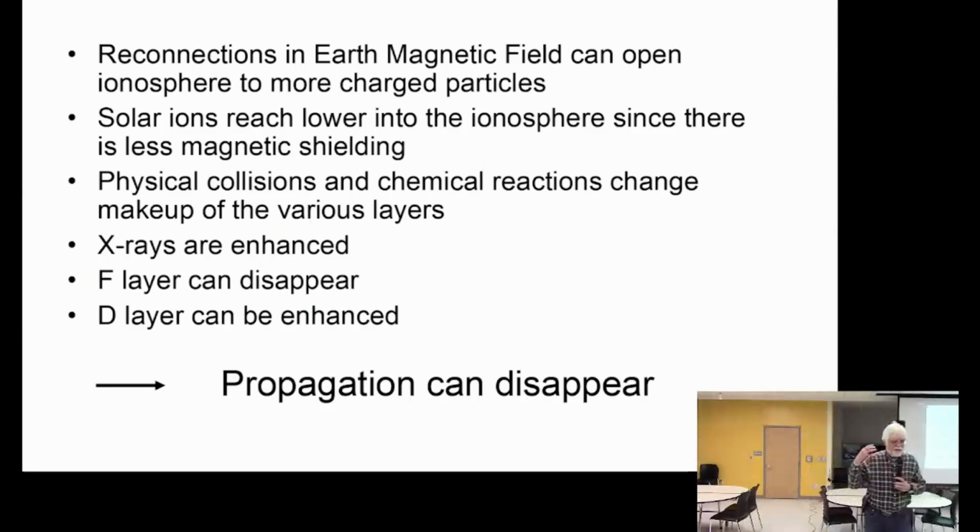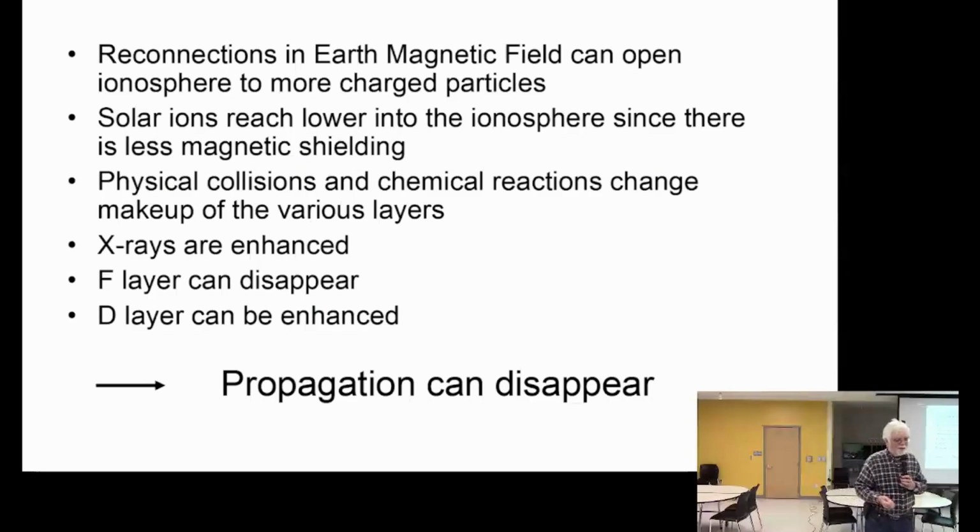You get those ions that are there coming down, like from solar wind or from other solar activity. They find it easier going down through the ionosphere because there's less magnetic shielding. And you get physical collisions and chemical reactions. Basically, everything's enhanced because you get secondary physics in the upper atmosphere that generates X-rays. The F layer can disappear because there's no electrons left.